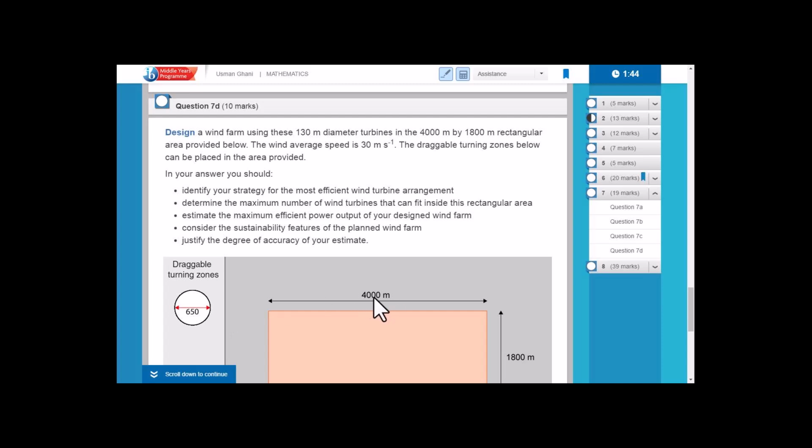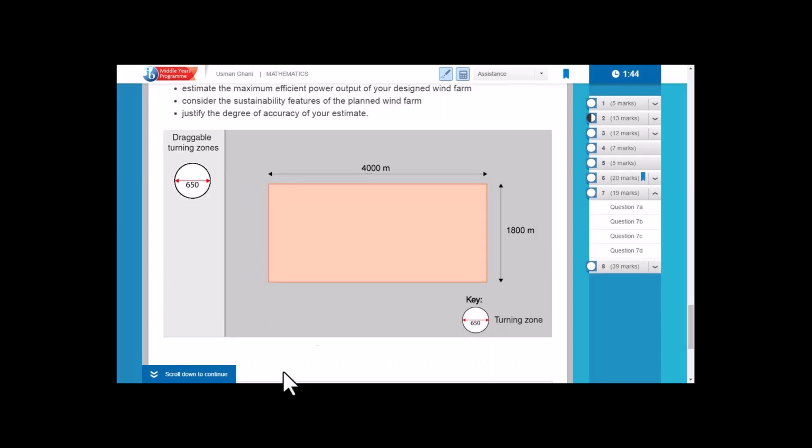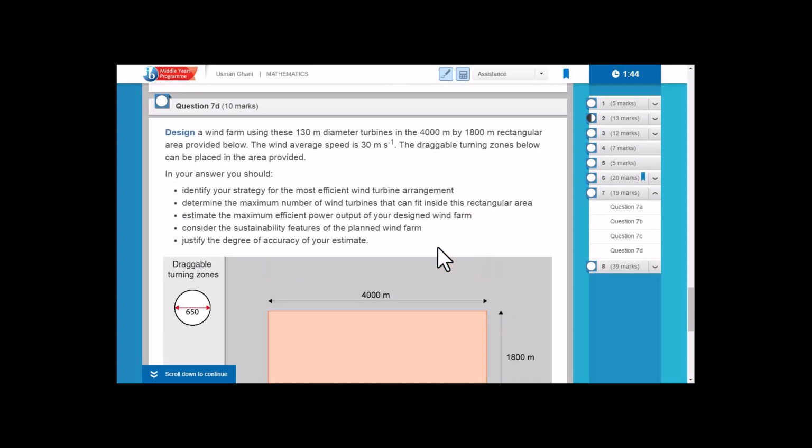If I just divide 4000 by 650, I can have an idea about how many gaps like these I have over here. And if I divide 1800 over here with this also, I can then have an idea of how many rows I can basically make over here. So it's basically me doing the math and then putting it into practical shape by dragging and dropping, and with that I can then find the estimate of the maximum power.